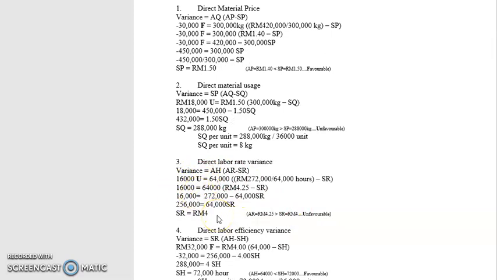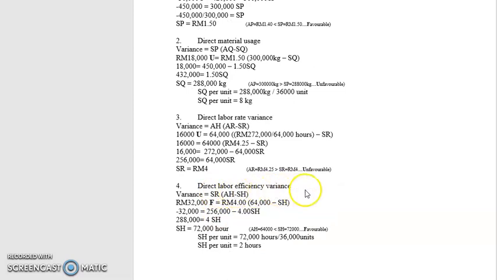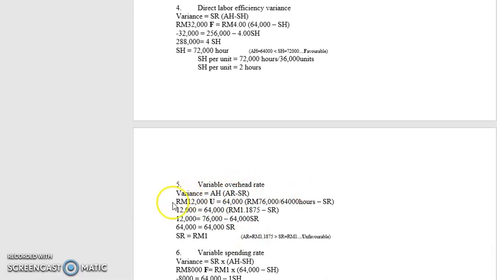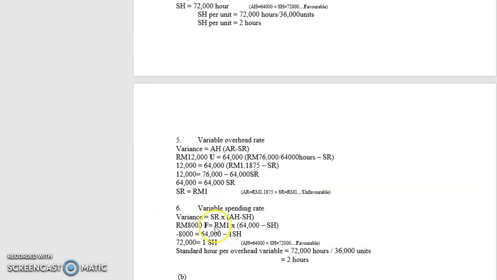So the standard rate is 4. Direct labor efficiency variance, the variance is favorable, so you put it as negative and you get 2 hours. Okay, variable overhead rate, the variance is unfavorable, so you put it as positive and you get standard rate is 1 RM. Okay, variable spending rate, the variance is favorable, you put it as negative and you get 2 hours. So actually you can try to reverse it, if you put, for instance, positive for favorable, and see what will happen. Okay, you can do that.